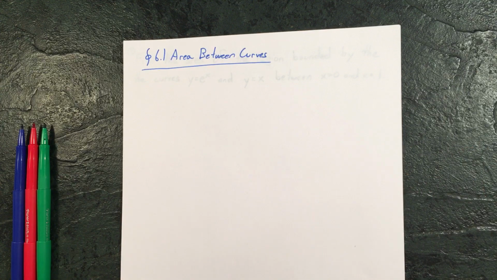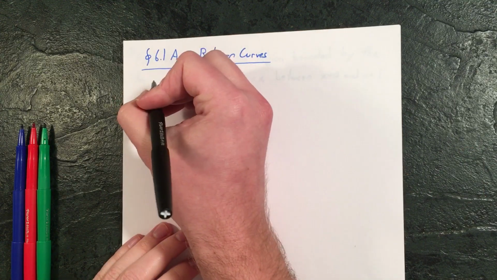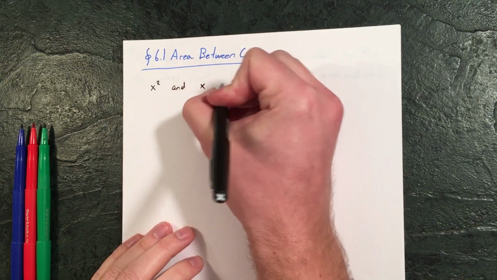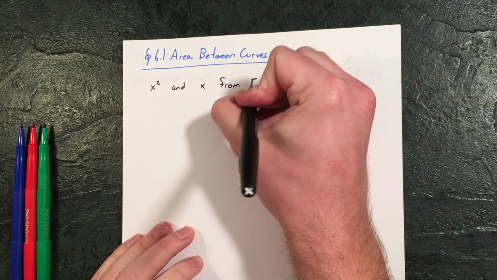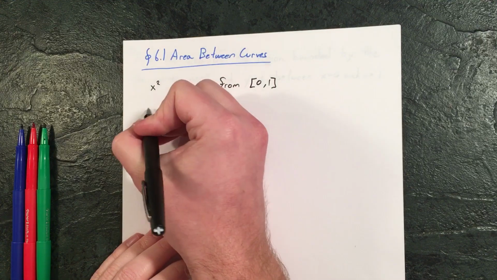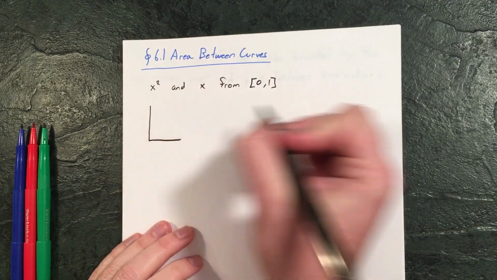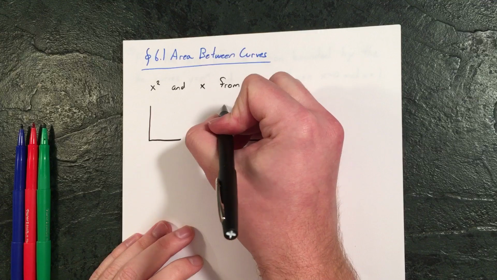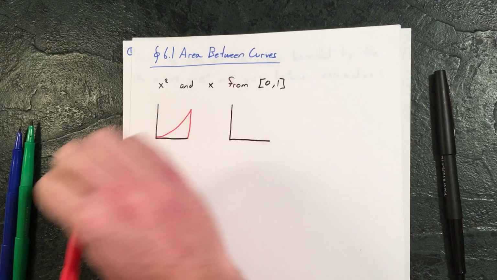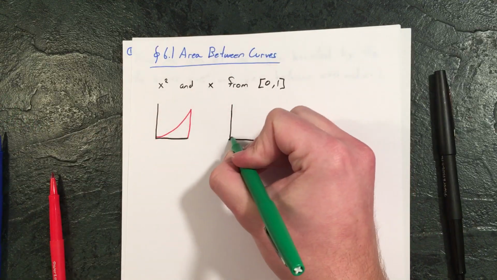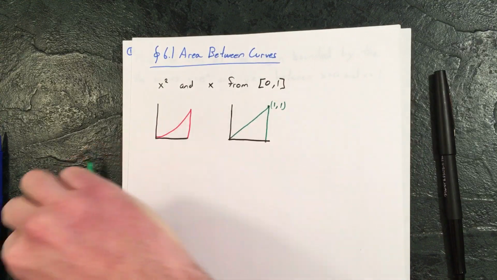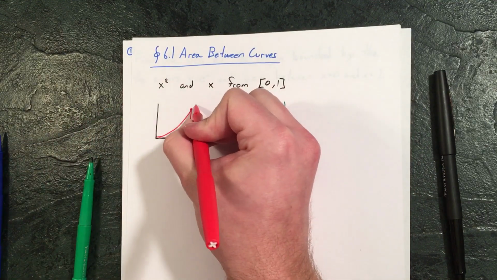So 6.1 is talking about the area between curves. Let's say, for instance, we're looking to find the area between the curves of x squared and x from 0 to 1. We all know what these functions look like. The x squared function is going to look something like this, and we have the x function going up and looking like this. They both stop at the same exact point, 1, 1.